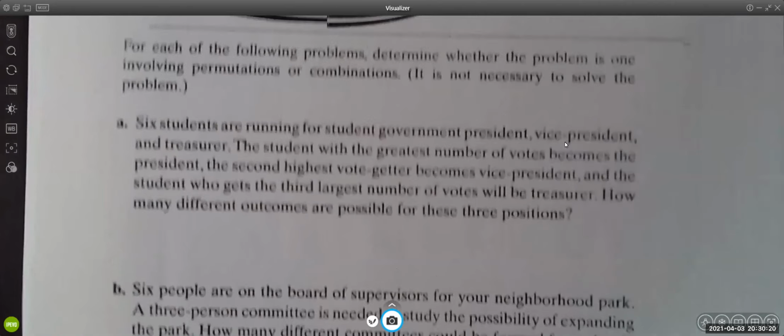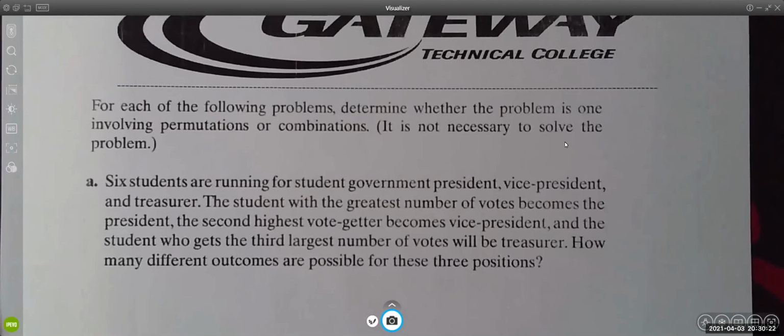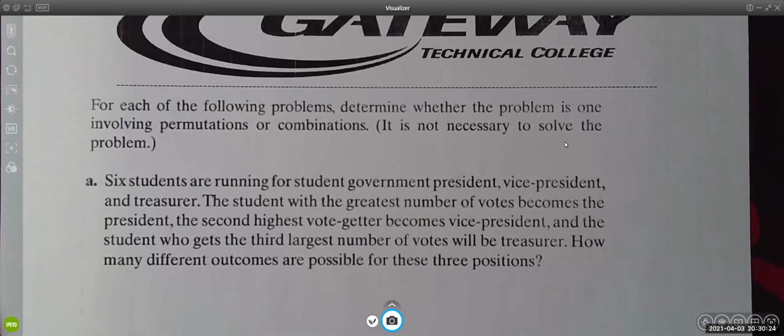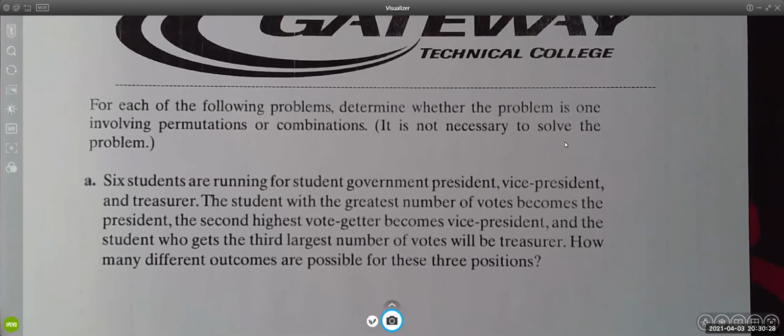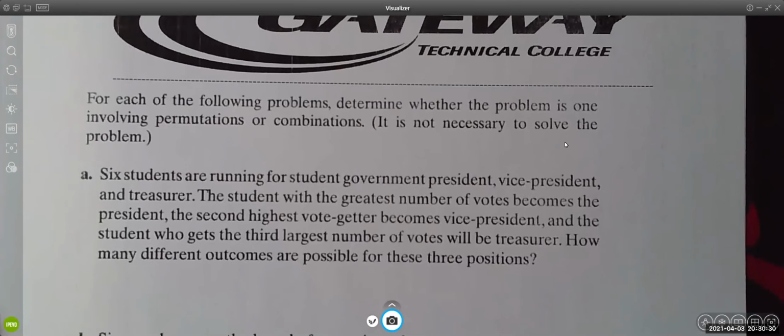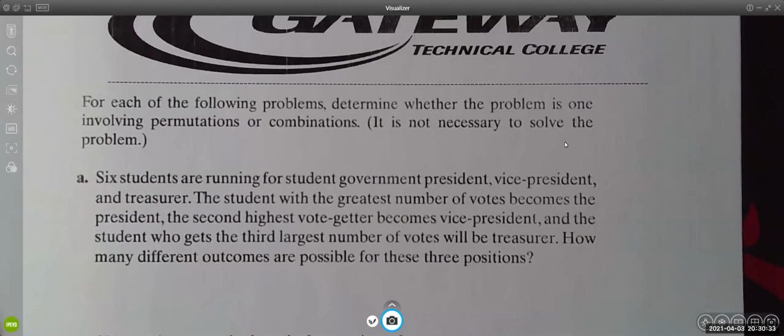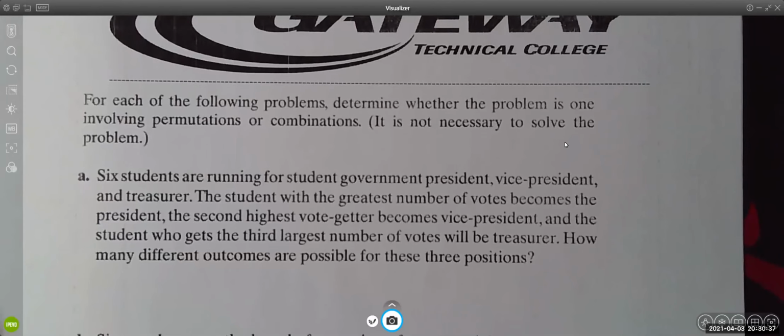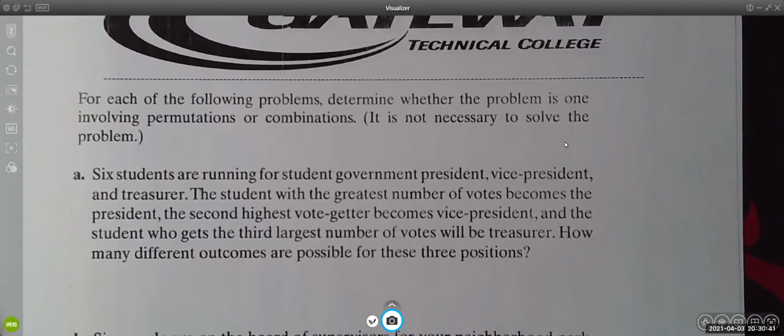This is basically a practice problem to identify whether we have a permutation problem or a combination problem. For each of the following problems, determine whether the problem is one involving permutations or combinations. It is not necessary to solve them. So it's not about answering the questions. It's about identifying whether we have a permutation problem or a combination problem.